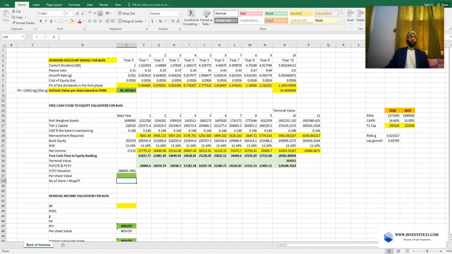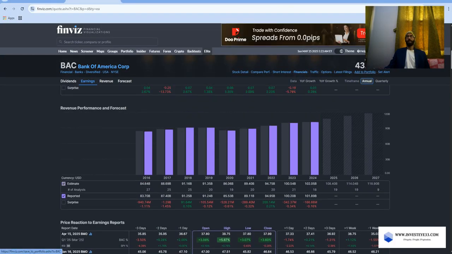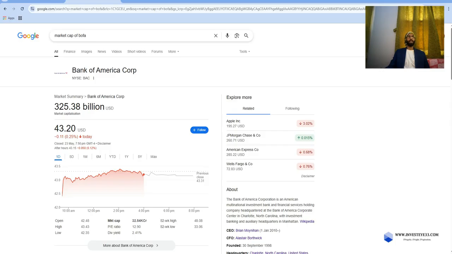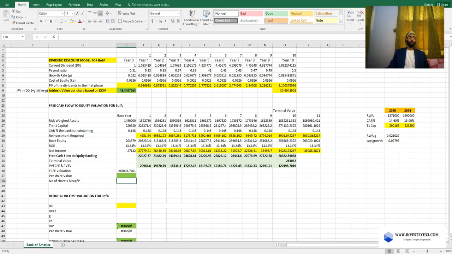Let me check the numbers out. Per share price for Bank of America is 43.2, right? And the market cap is 325.38 billion. So the dollar amount for the market cap of Bank of America divided by the per share price, which is equal to 43.2, is going to give us the number of shares, right? The number of shares we have received here.